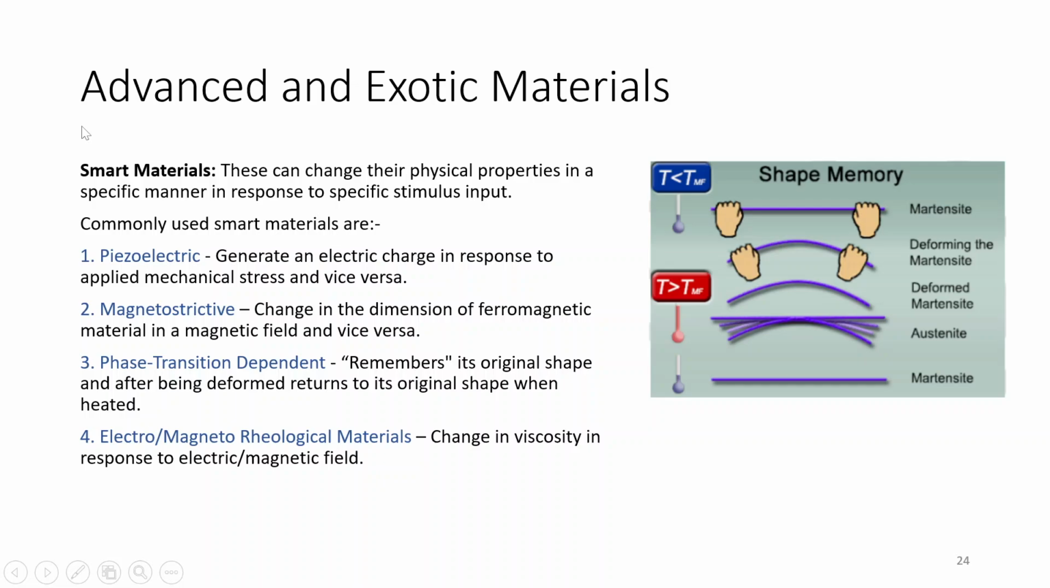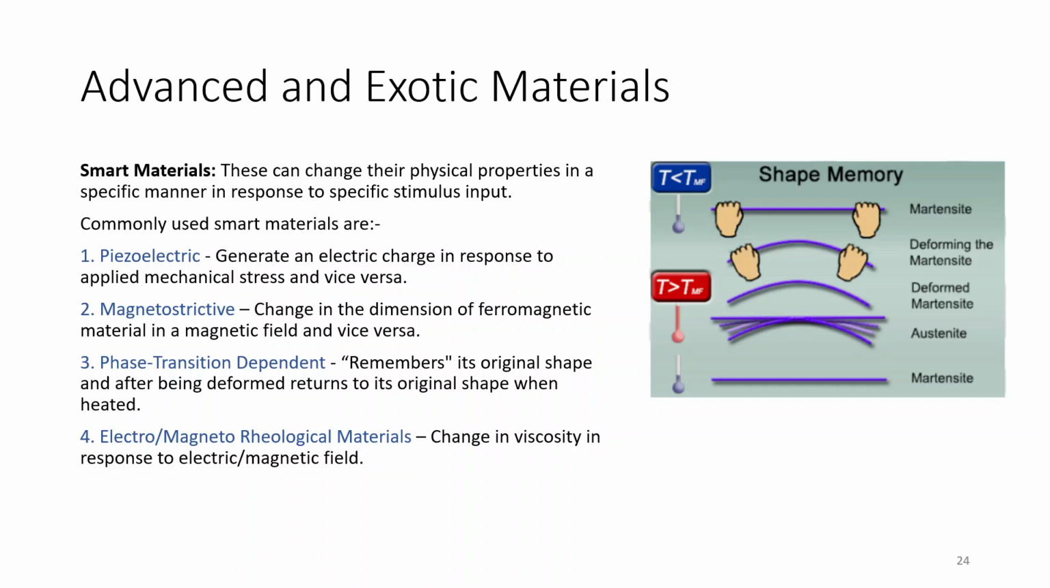Next are advanced and exotic materials, also known as smart materials. These can change their physical properties in a specific manner in response to a specific stimulus input. Commonly used smart materials are piezoelectric, which generate an electric charge in response to applied mechanical stress and vice versa. Next is magnetostrictive, which changes the dimension of a ferromagnetic material in a magnetic field and vice versa.